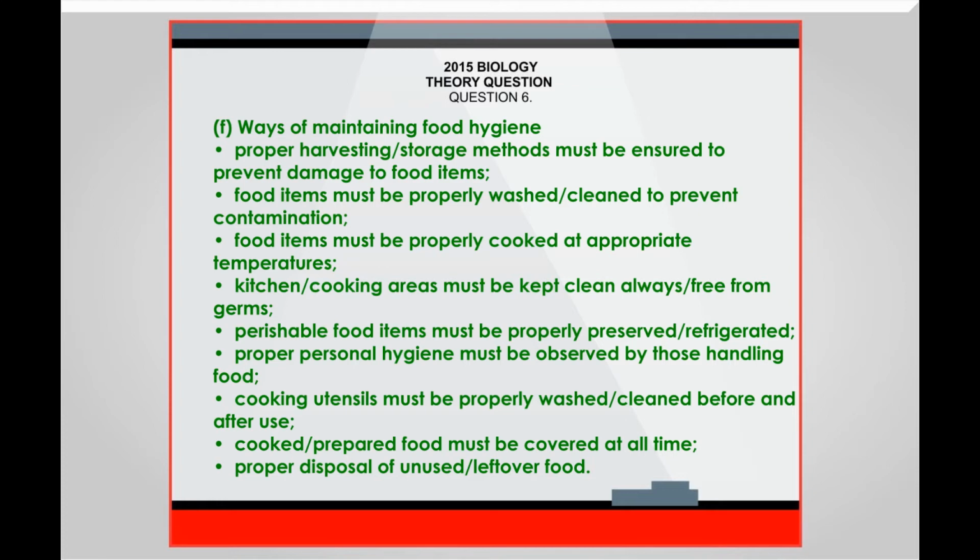F. Ways of maintaining food hygiene. Proper harvesting and storage methods must be ensured to prevent damage to food items. Food items must be properly washed and cleaned to prevent contamination. Food items must be properly cooked to appropriate temperatures. Kitchen and cooking areas must be kept clean always, free from germs.